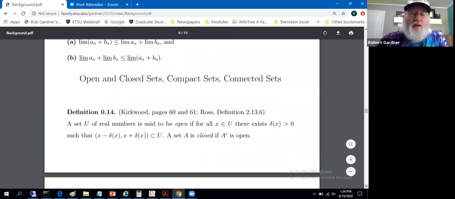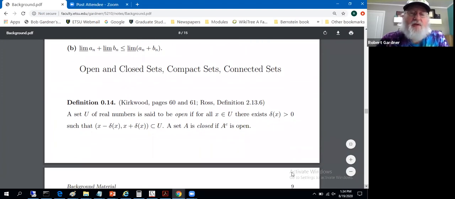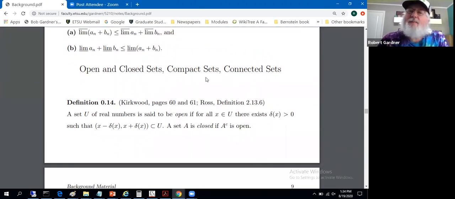Let's talk topology of sets, open and closed sets and compact sets and connected sets, topological ideas.